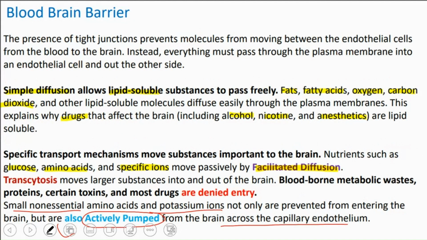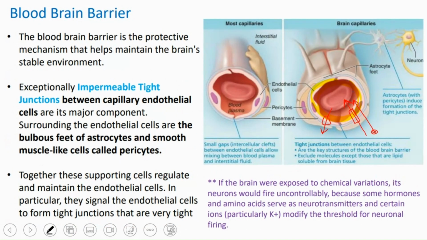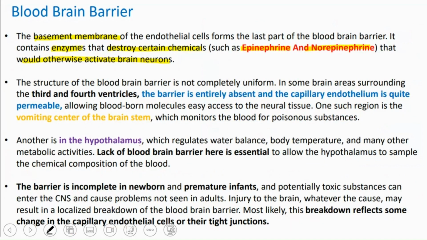The fourth structure, or the third and fourth, which are the pericytes and the astrocyte feet, what they do is that they signal the endothelial cells to form tight junctions that are very tight. So they will signal for tight junction formation. So these are the functions of each of the blood-brain barrier components.